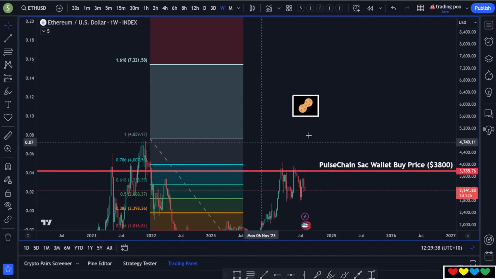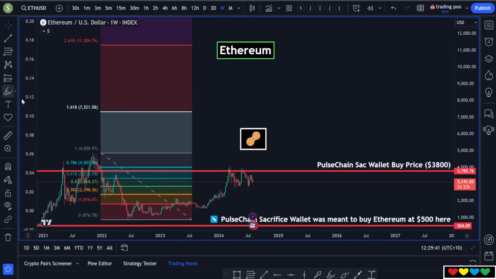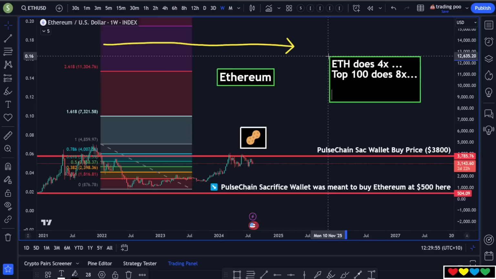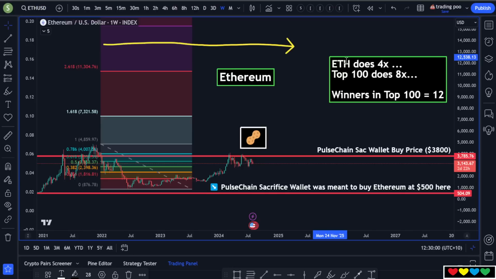So I'll give you a clear example, friends. You can use the others, ETH and everything. If Ethereum from here goes to $14,000, that's around a 4x. If ETH does 4x, okay, then the top 100 does 8x. That's an average, okay? You might find winners in the top 100, let's say it's an average of, actually 10x, let's say 12x. Well, you might find winners in the top 200 to 400 at basically 18x.